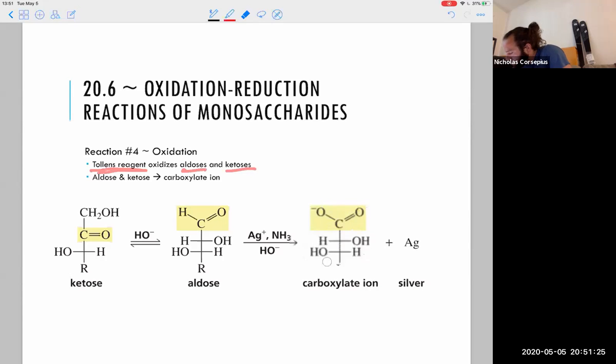And then you actually use silver instead of bromine. Really, you just have it all in one reaction mixture. The first step being to convert to an aldose, and then you get oxidation as normal. All right, but Holland's you would use if you wanted to convert either an aldose or a ketose to a carboxylic acid.